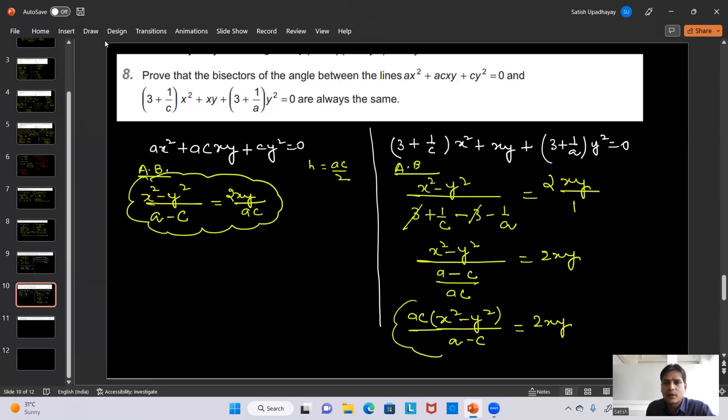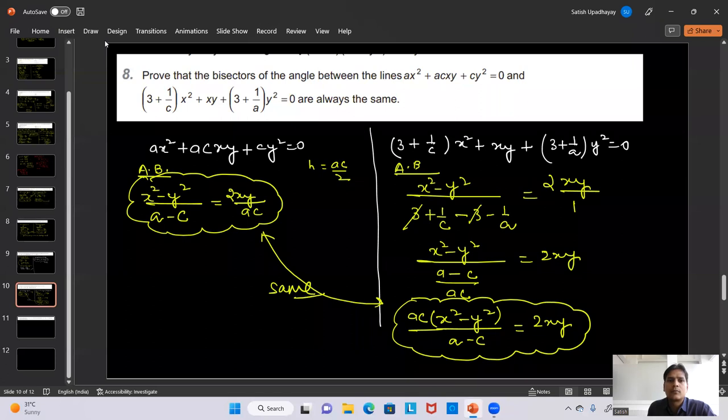So obviously both these lines are same only, no? Both these lines, if you compare, they are same only. So this is what is asked. Both these lines are same. So hence it is proved. The equation will always be same, because this x square minus y square, this AC, you can put it in the denominator of the right hand side, no? So 2xy upon AC. So yes, it is as simple as that.